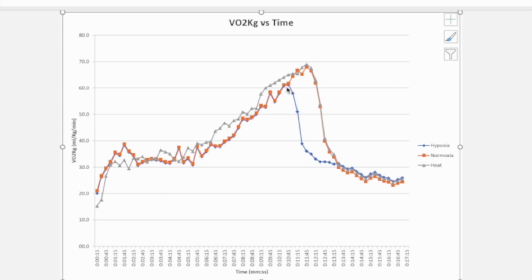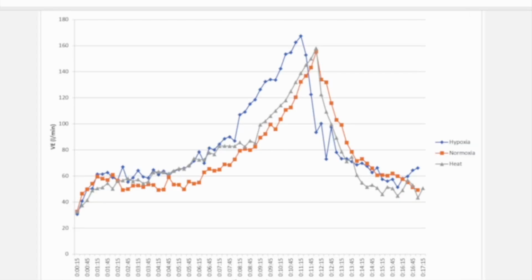The reason is that we're only exercising in a 14% oxygen environment compared to what is normal at 21%. Because there's less oxygen in the air, we're going to see all of his acute responses increase. So let's take a look at his ventilation now. What you can see is that in the high altitude environment and the hot environment, he had elevated ventilation all the way through, but he had significantly elevated ventilation in the high altitude environment.